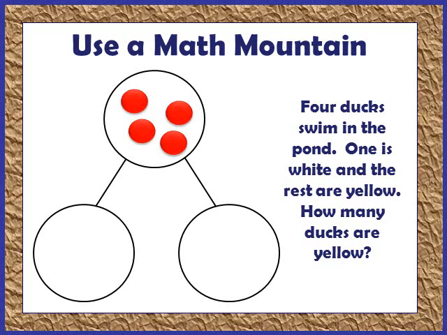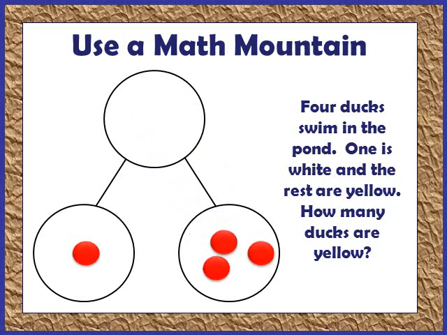At the kindergarten level, we're going to use counters or chips on our math mountain. So we just modeled 4 ducks are swimming in the pond. Move 1 to the side for the one that is white. Move the rest to the other side because the rest are yellow. How many ducks are yellow? We're seeing that 3 ducks are yellow.